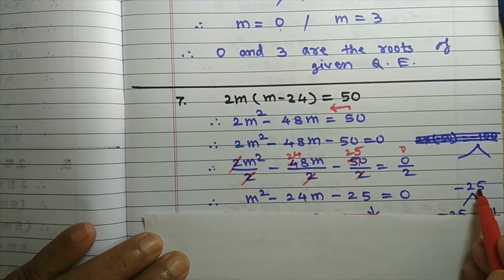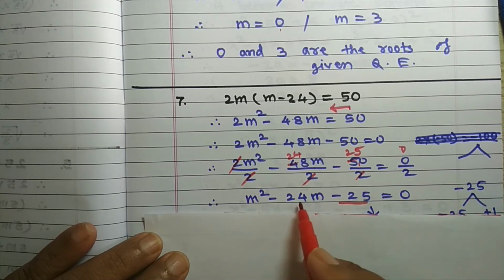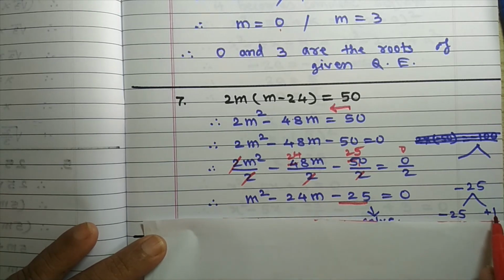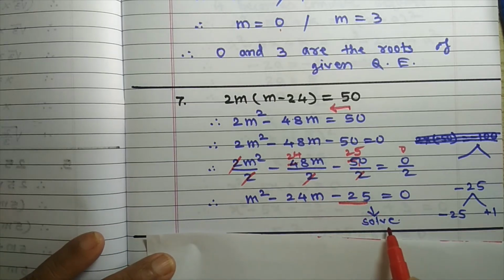And find out factors of the constant term minus 25. Minus means the difference will be 24. 25 ones are 25, and the difference we get here is 24. Okay, can you solve this one?